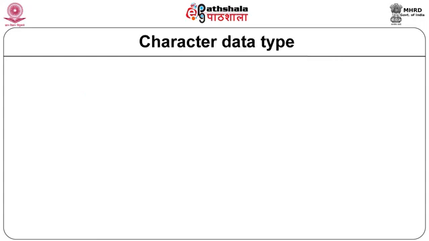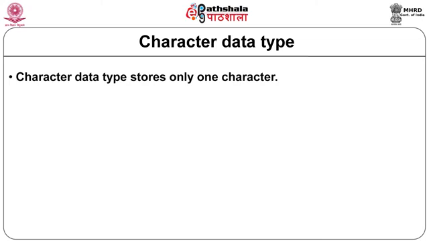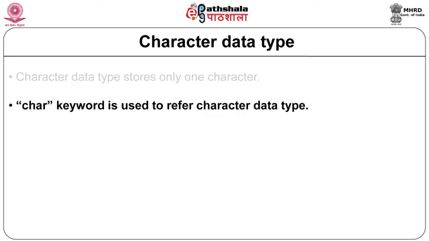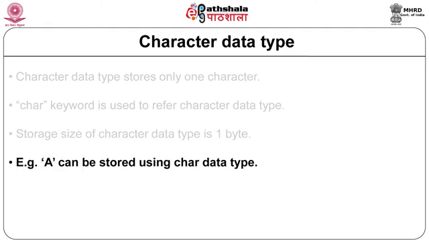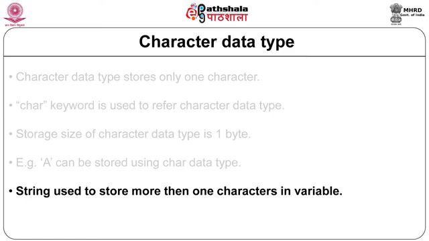Character data type. The character data type stores only one character. Char is the keyword used to refer to character data type. Storage size of character data is 1 byte. Here the example for character data type is given. Capital A can be stored using character data type. You can't store more than one character using character data type. String is used to store more than one character in a variable.